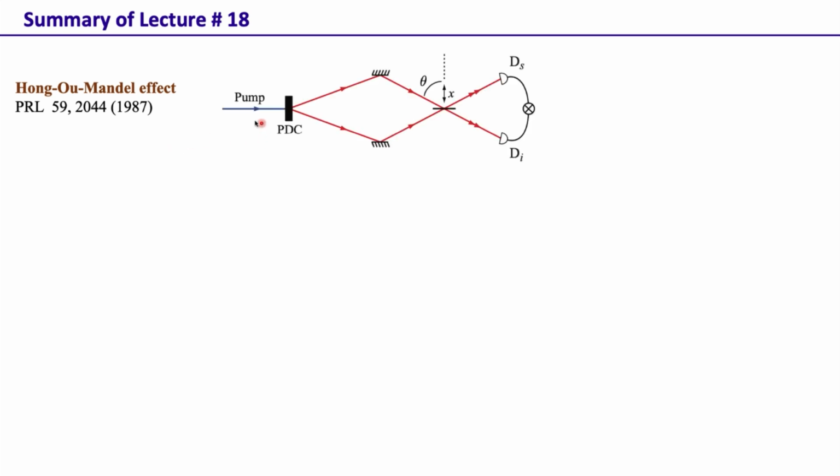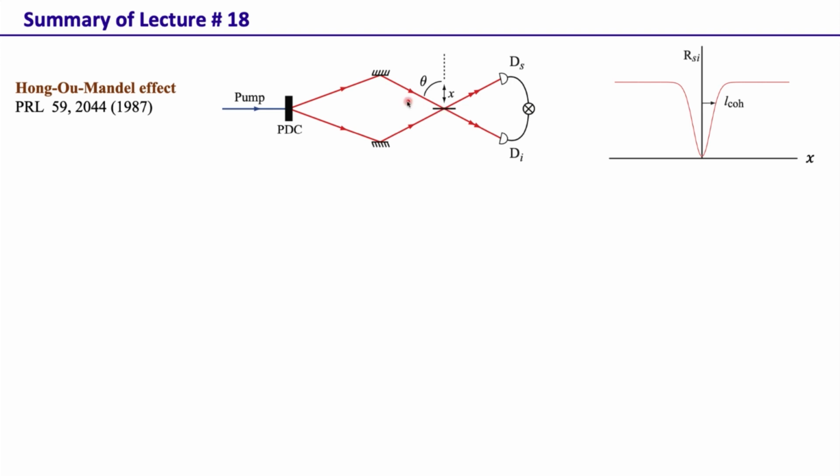In this effect, the two entangled photons arrive and mix at a beam splitter. Then they go in two different directions, and one looks at them in coincidence. One then moves this beam splitter, and as a function of the beam splitter displacement, one looks at the coincidence count rate. What we find is that the coincidence count rate has a profile where there is a null at x equal to 0.